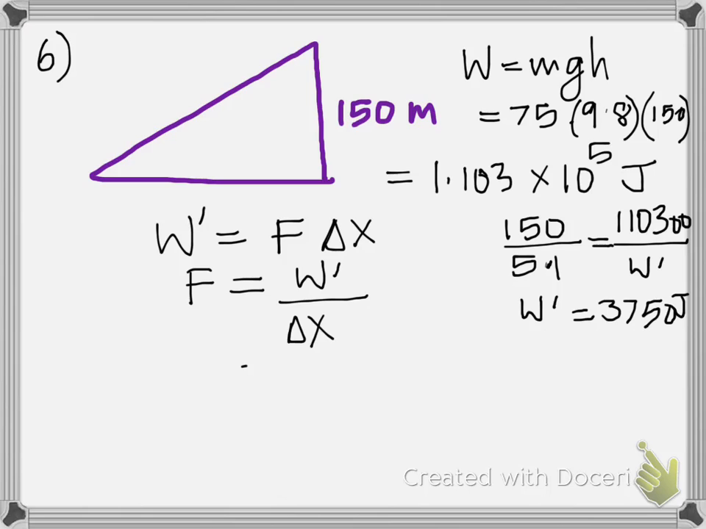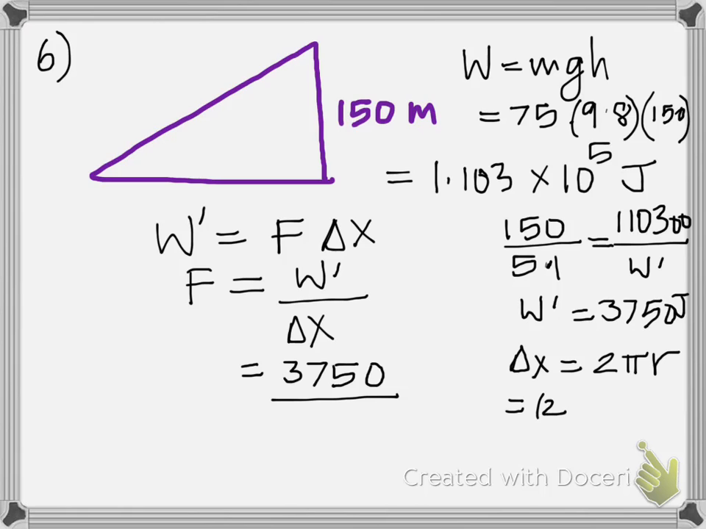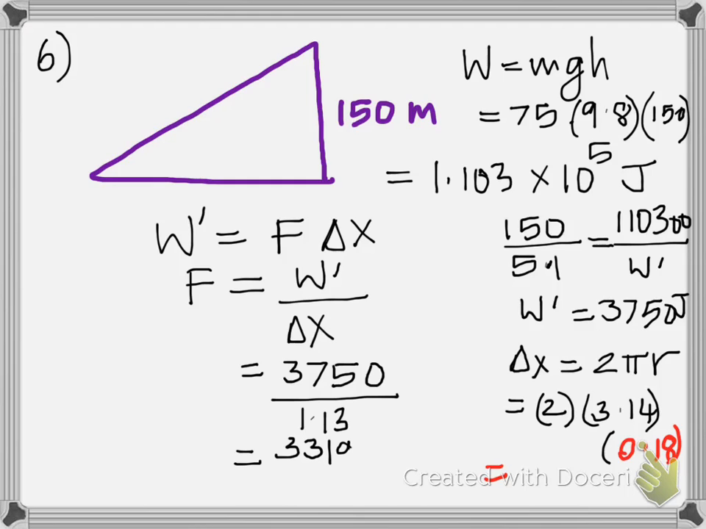So now watch. I put that down there and say delta x. But I don't know delta x, do I? So I have to find delta x. What's the formula for circumference? 2 pi r. So I go 2 times 3.14 times the radius. Isn't it 0.18 meters? Yes, because it's 18 centimeters, 0.18 meter. I forgot to write that down. Anyway, I got 1.13. And when I divide by 1.13, I get 3319 Newton.